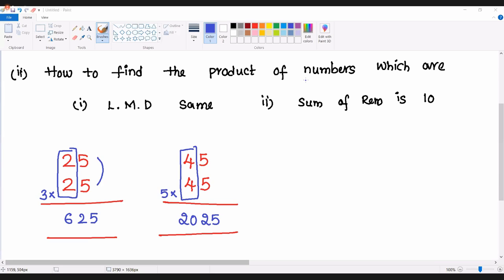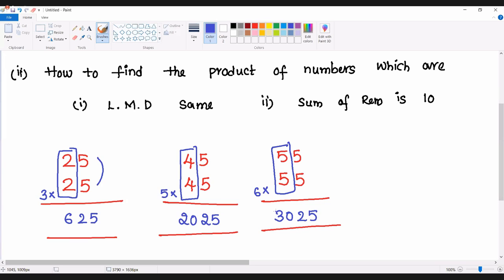Nice, very good. If you are able to answer, do respond in the chat box. It will give me the idea that you are following the session. So let's look at 55 into 55. What is the resultant? The leftmost digit is 5. Multiply with the next number: 5 into 6 is 30. 5 into 5 is 25. The answer is 3025.